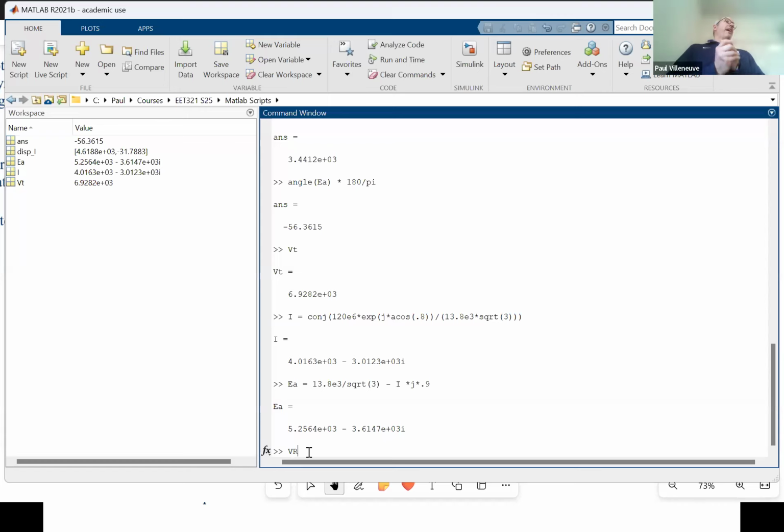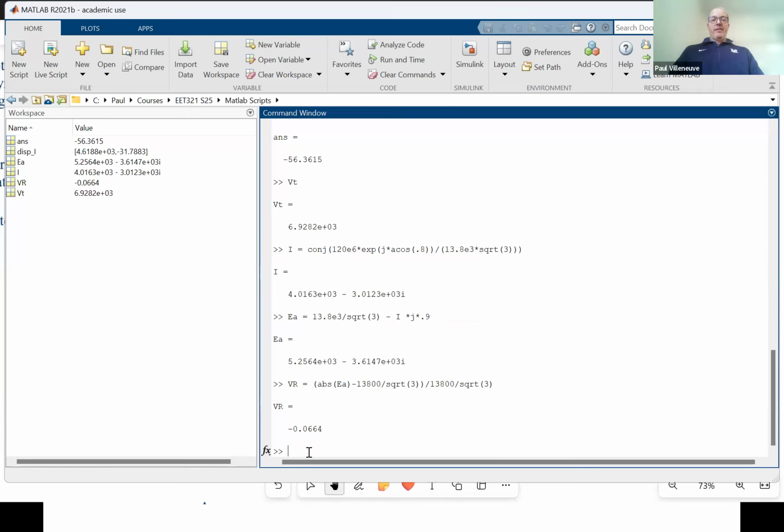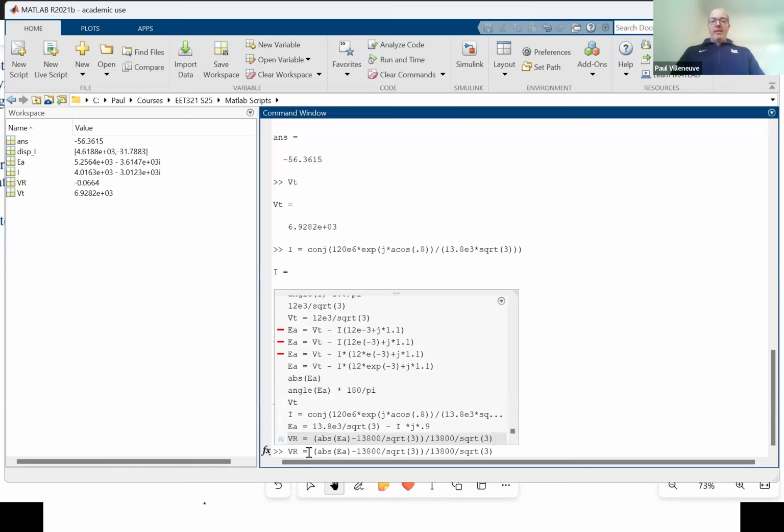To solve for percent VR, I'm just going to write VR because if I put percent VR, MATLAB interprets the percent as a comment. That's going to be V no load, which is the absolute value. Well, I got to put parentheses up here. Absolute value of EA minus VT, 13.8. I'll just do 13.8, make it easier. Divided by the square root of 3. I divide this whole thing by 13.8 divided by the square root of 3. And I got to multiply that by 100.